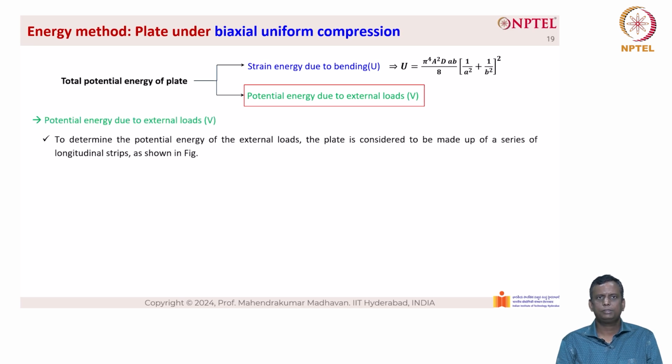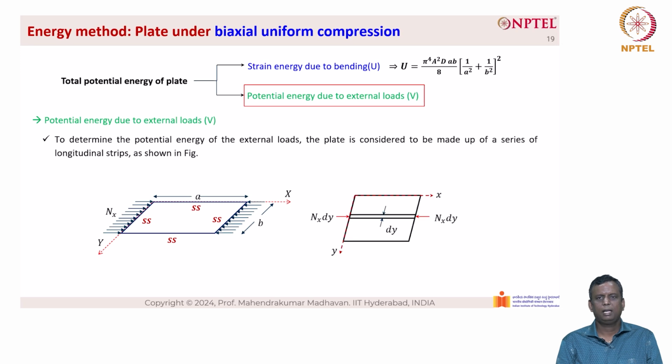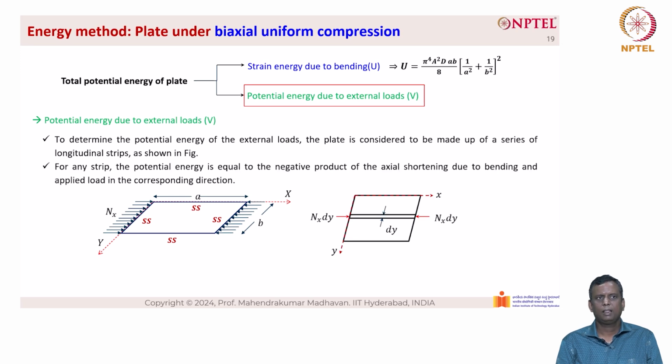To determine the potential energy of the external loads, the plate is considered to be made up of a series of longitudinal strips as shown in the figure here, and this is for uniaxial compression, and Nx into dy is given here. For any strip, the potential energy is equal to the negative product of the axial shortening due to bending and the applied load in the corresponding direction.